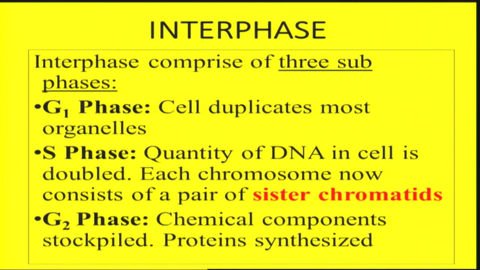if we see in a nutshell, the G1 phase also represents the time during which the cell will duplicate most of its organelles. S phase will represent the stage during which chromosomes get doubled and now consist of a pair of sister chromatids. And in G2 phase, the rest of the components and proteins that are required would be synthesized and stockpiled.